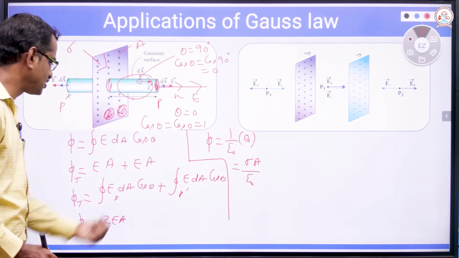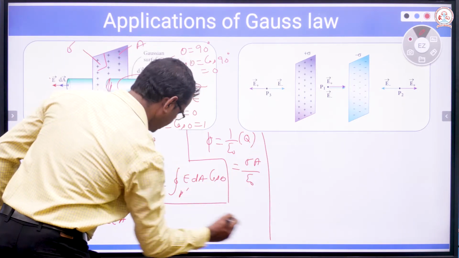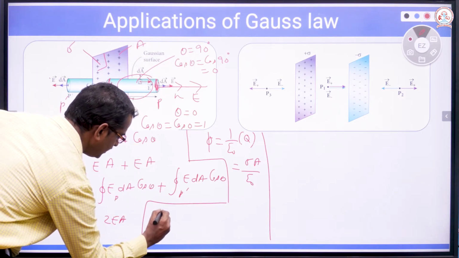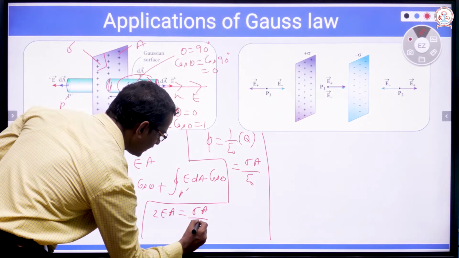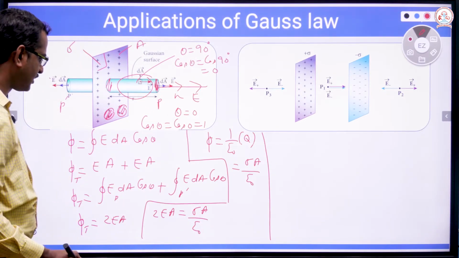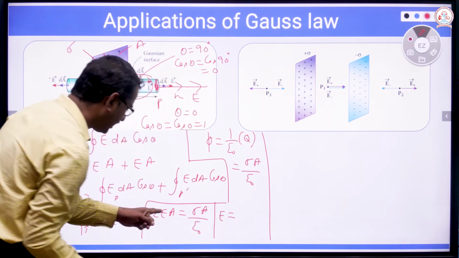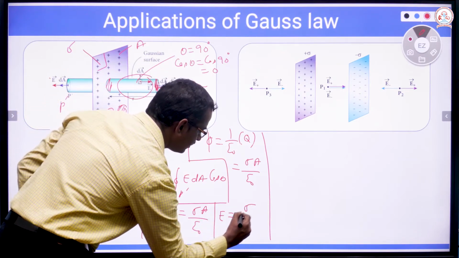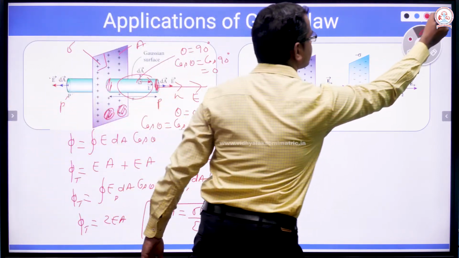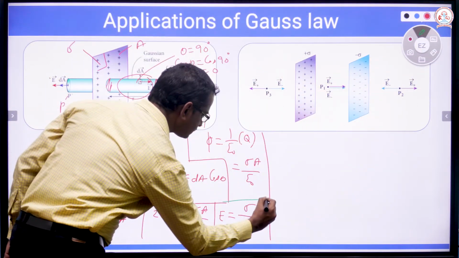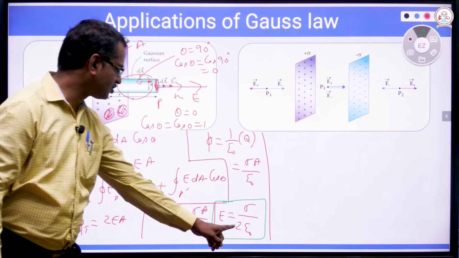If we equate these two, we can write that 2EA is equal to sigma into A divided by epsilon naught. Then we can write that electric field E is equal to sigma divided by 2 epsilon naught. E is equal to sigma divided by 2 epsilon naught is the equation to calculate the electric field at this point.